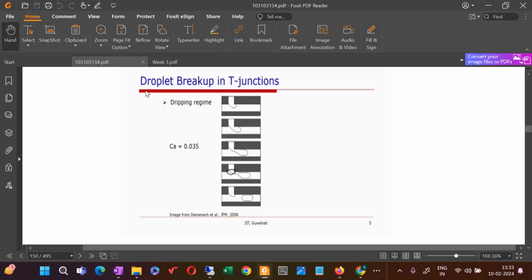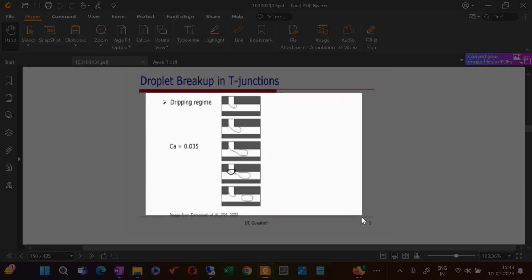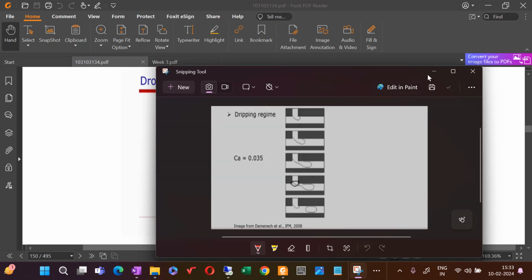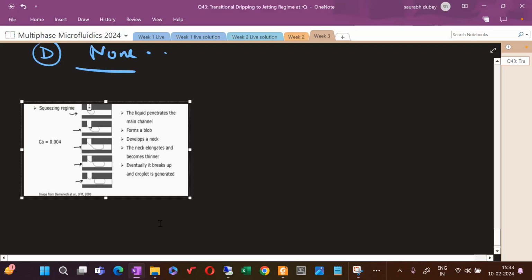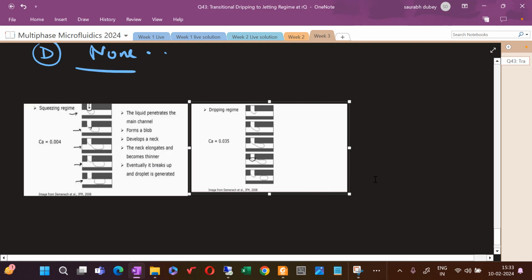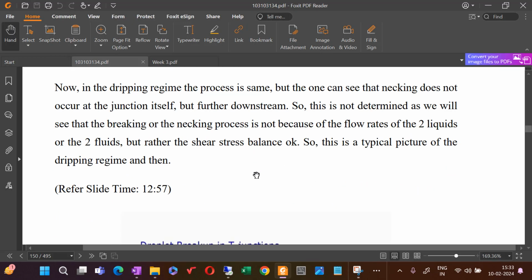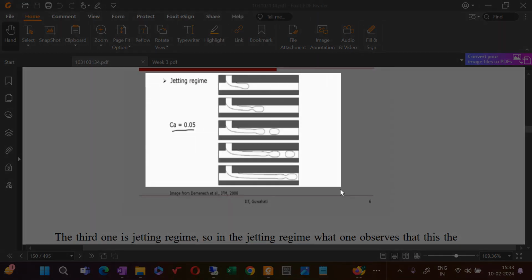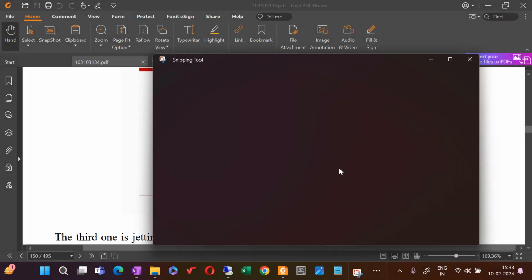And then when you see another one where you have increased the velocity a bit, so the capillary number, you have another regime which is called the dripping regime. This dripping regime has a higher capillary number than the squeezing regime. And another one, which we were talking about and of which I will show you some experimental evidence, is the jetting regime.